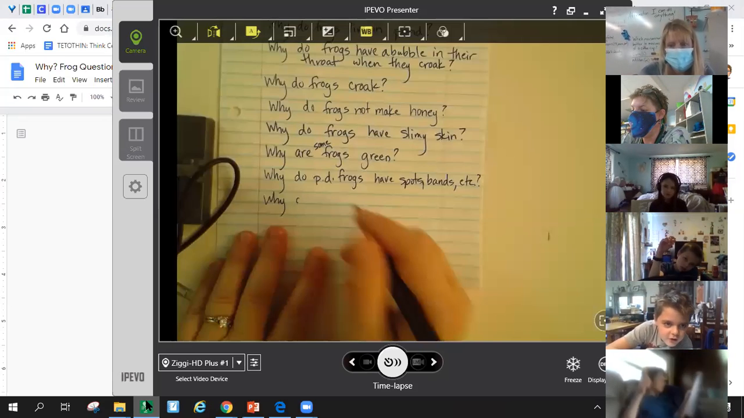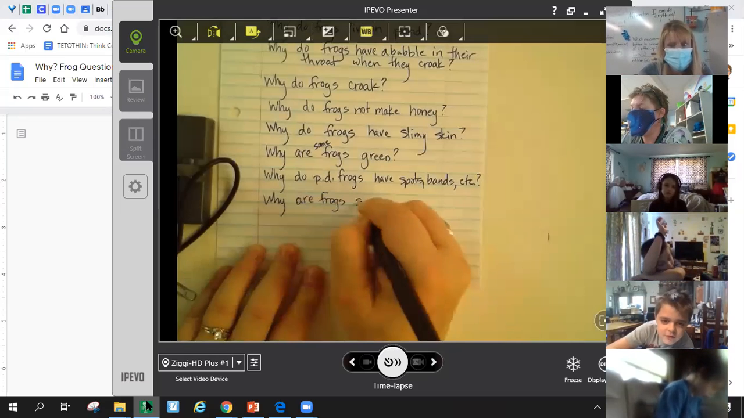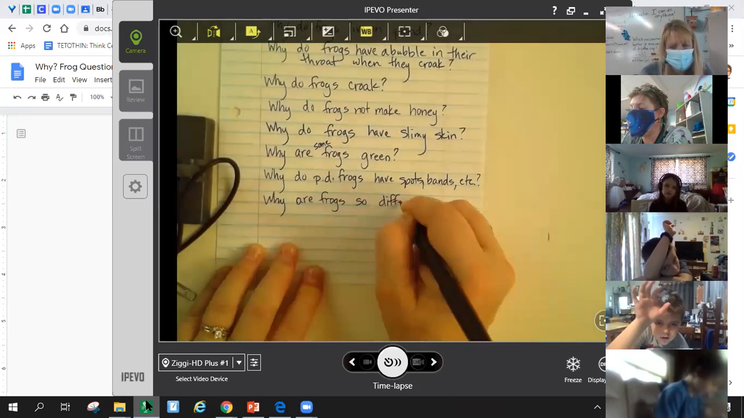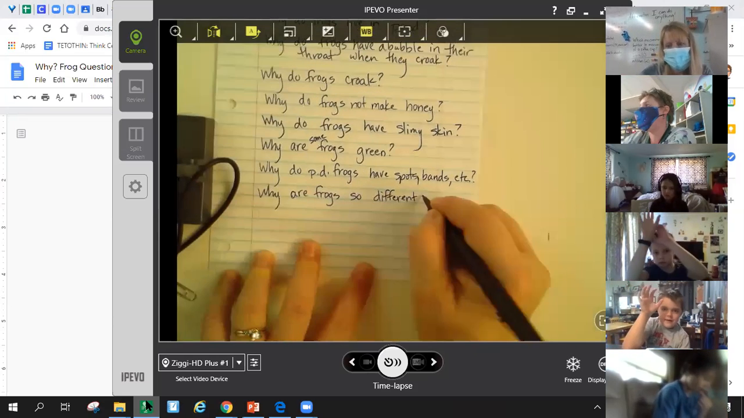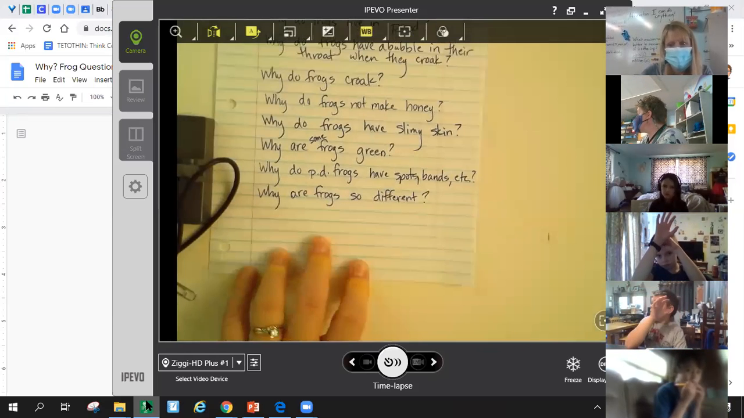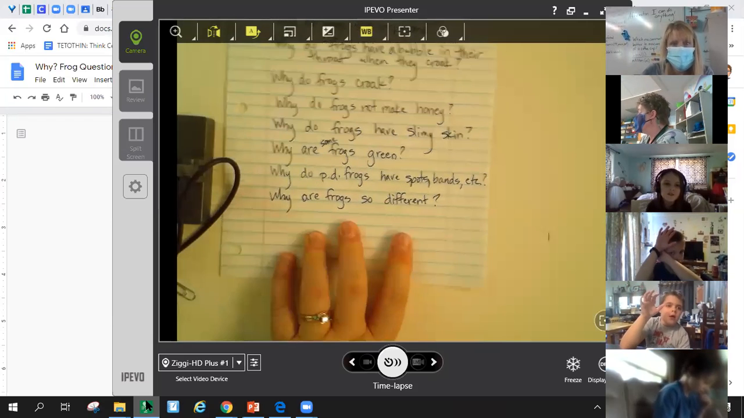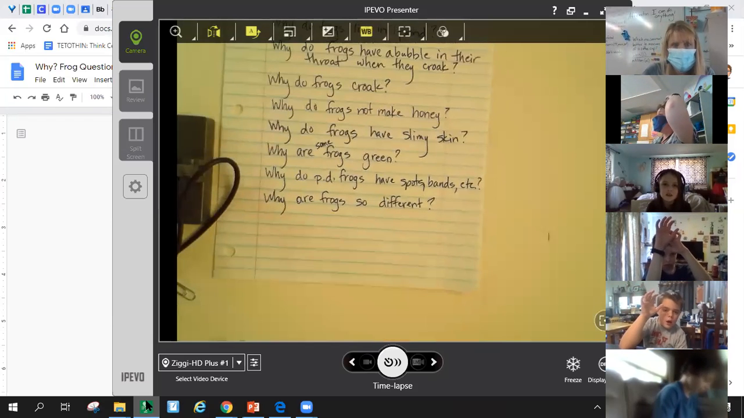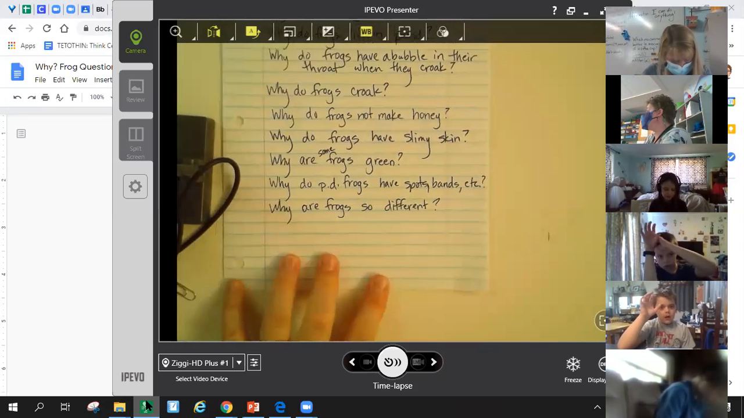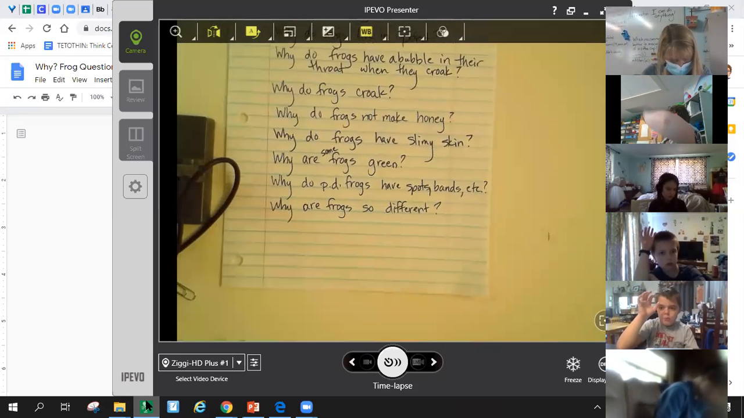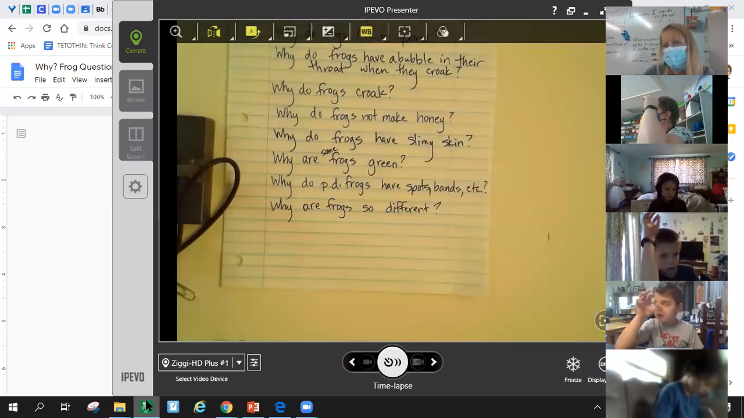Why are frogs so different? And you know what? When we are in this module, you are going to find out about some crazy frogs. You have no idea how realistic that question is, because we are going to learn about some frogs around the world that do amazing, weird things. So you could have a story of how two different types of frogs are completely different, for sure.